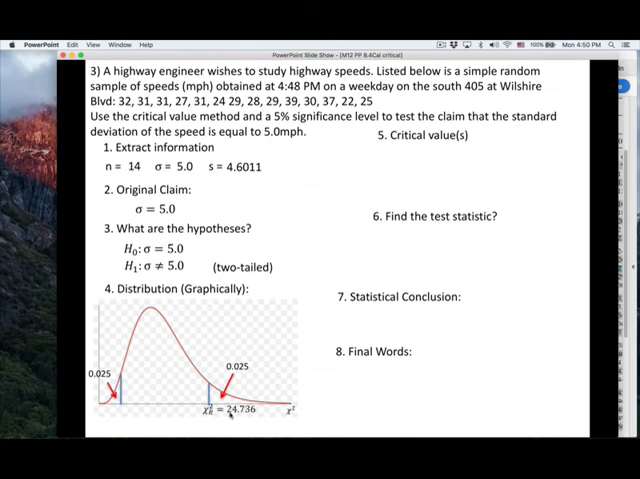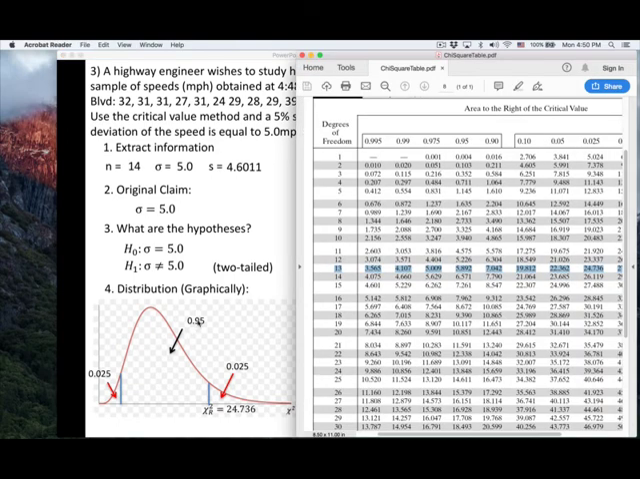Chi-square to the right will be equal to 24.736. Now, let's figure out what is the critical value to the left in here. So first, figure out what is the area from the right here. So we know that the area in the middle should be 0.95. Add up these two numbers, that will be 0.975. So 0.975, and then degree of freedom is going to be 13. So the chi-square to the left, that will be 5.009.